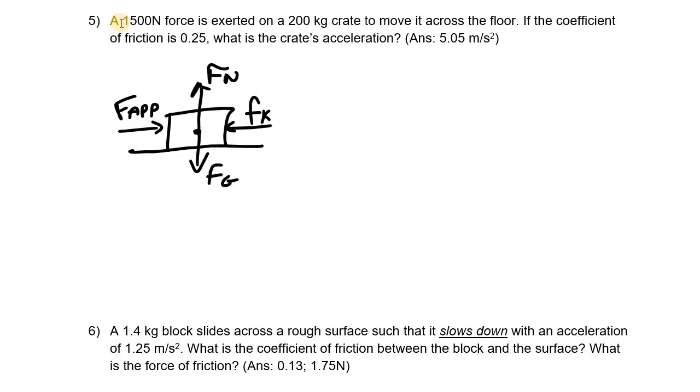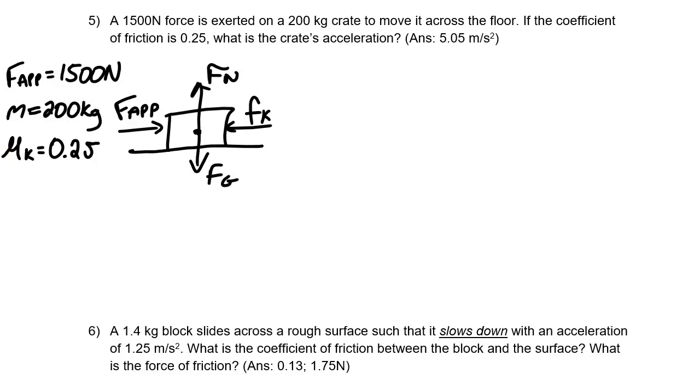Let's pull out all the given information. So 1500 Newton force is exerted. Okay, so what is that telling us? Hopefully you're saying to yourself by now that that's our applied force. It's equal to 1500 newtons. Is exerted on a 200 kilogram crate. Okay, and that will be our mass. Okay, and the coefficient of friction is 0.25. What is the crate's acceleration? So that's going to be the acceleration in which direction? Alright, and I believe that this is all the information that we have.